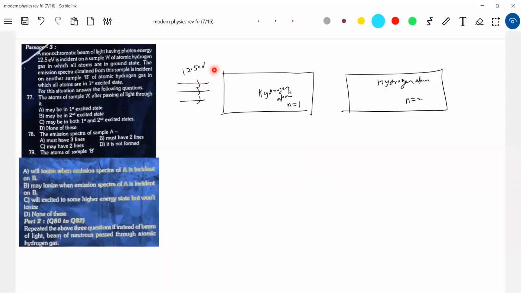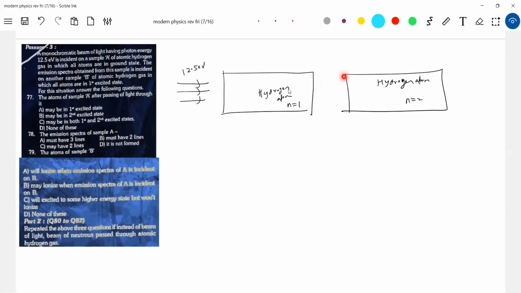From n equal to 1 to 2, 10.2 is needed. Then you check it from n equal to 1 to 3, 1 to 4. Okay, this particular photon will not correspond to any of the transitions. So therefore, this hydrogen atom will not absorb this radiation.